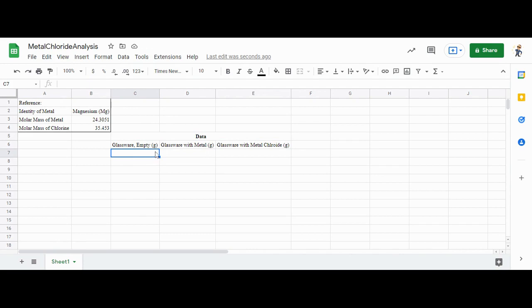This was the mass of the empty glassware, the test tube and the beaker. This is after I had put some metal into the test tube. And this is from the second day after removing the test tube from the drying oven, putting it back into my original beaker, and measuring it after it is reacted.